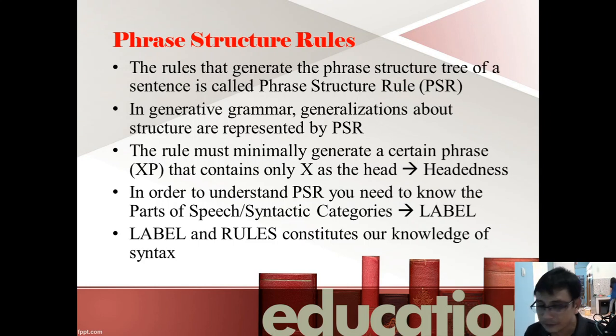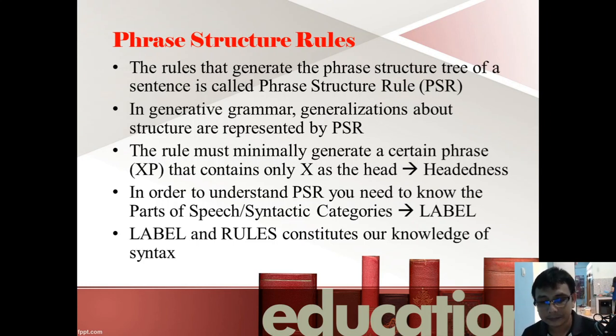Okay, now let's move on to the next thing, which is phrase structure rules. So what is phrase structure rules? Phrase structure rules are the rules that generate the phrase structure tree of a sentence, which is called phrase structure rule, or PSR. In generative grammar, generalizations about structure are represented by PSR. So in a way, it's the grammar or the rules. Okay, so in order to be able to combine the words into sentences grammatically, native speakers of English have a notion, the mental grammar, that is represented by the syntactician by a set of rules that is called PSR.